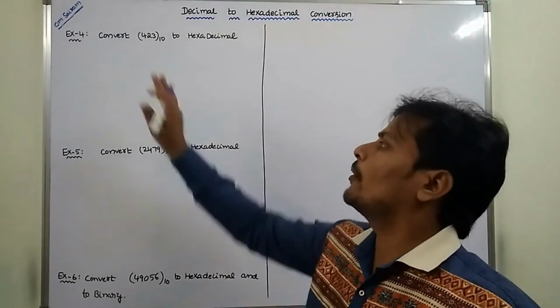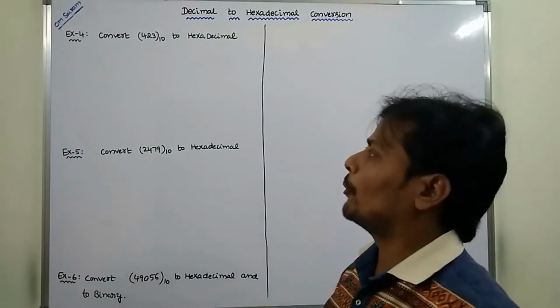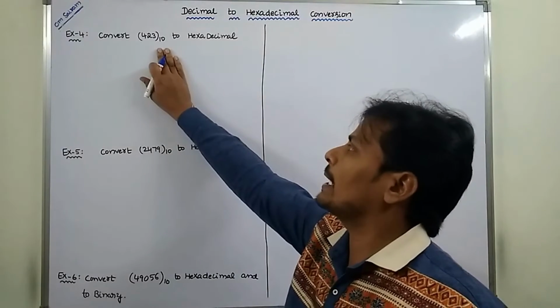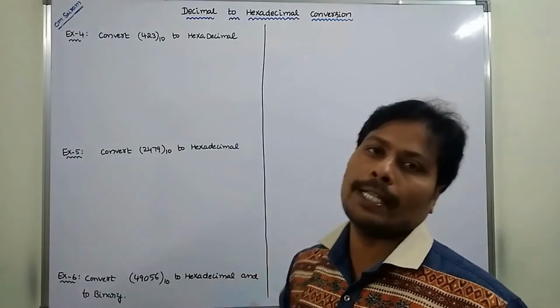Next, we go for example problem 4. Convert 423 base 10 to hexadecimal.